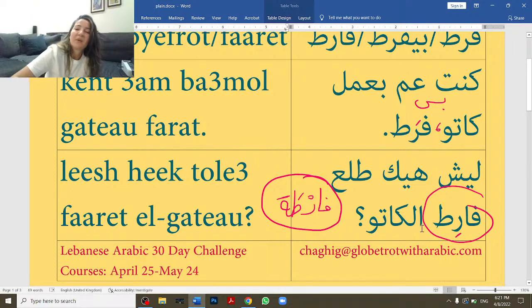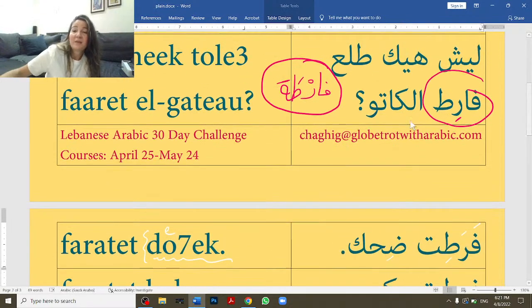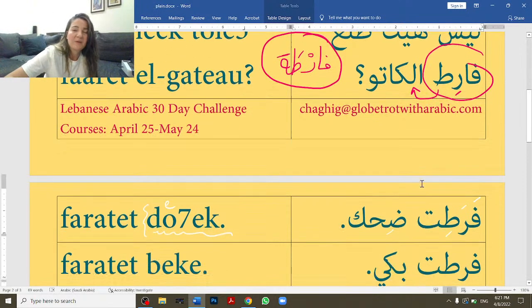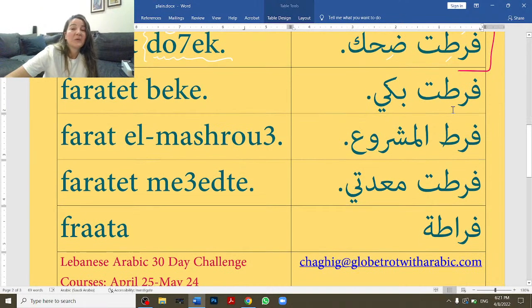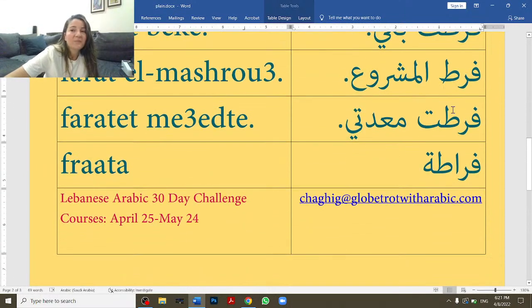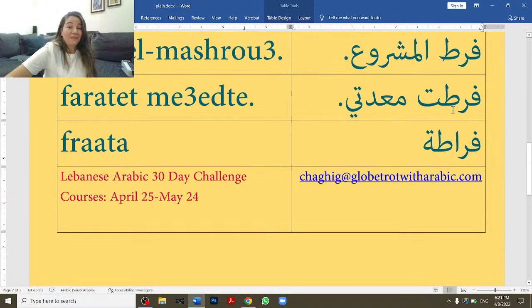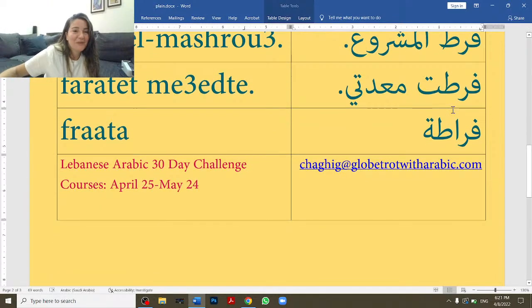فرط بيفرط. Okay? So ليش هيك طلع الجاتو فارط or ليش هيك طلع فارط الجاتو? Why did the cake turn out to be crumbled down like that? فرطت ضحك. I broke out laughing. فرطت بكي. I broke down crying. فرط المشروع. The plan didn't go through, or we didn't end up doing it because no one came. فرطت معدتي. I had diarrhea, if you want to say it. And then wait, I'm gonna ask you a question about this. You will give me the answer.